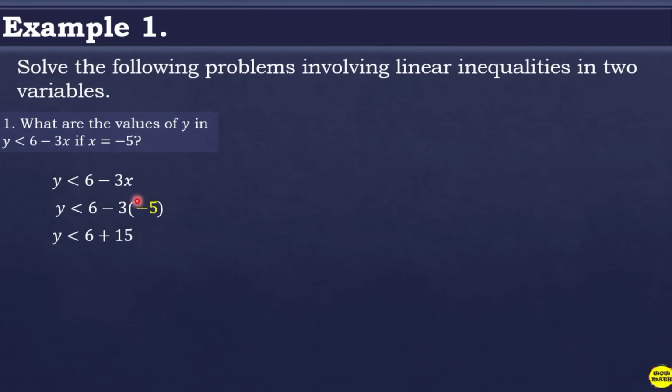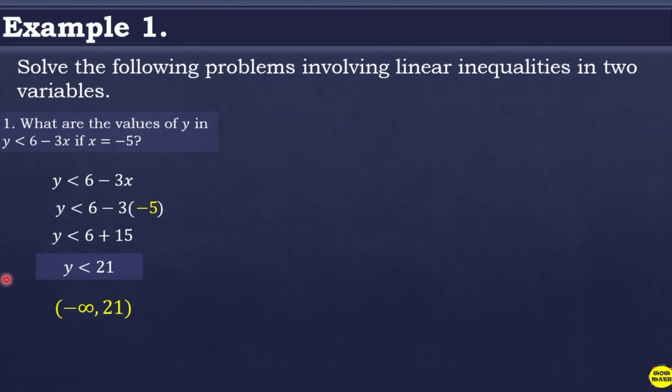Now, you will have y is less than 6. This will become positive kasi negative, negative. So, that will become positive 15. 3 times 5 is 15. Now, you will have y is less than 6 plus 15. That is 21. Therefore, what are the values of y in y is less than 6 minus 3x if x is equal to negative 5? Ibig sabihin, ang values ng y mo ay simula, less than 21 daw.